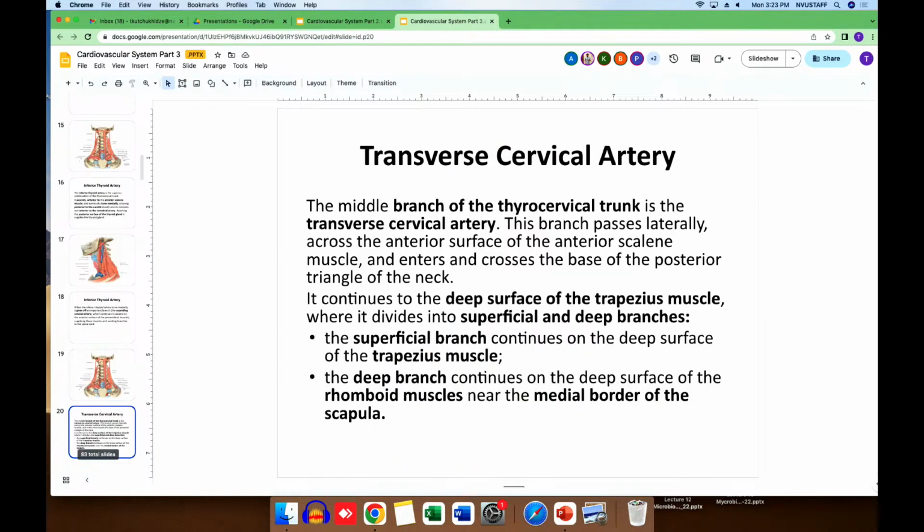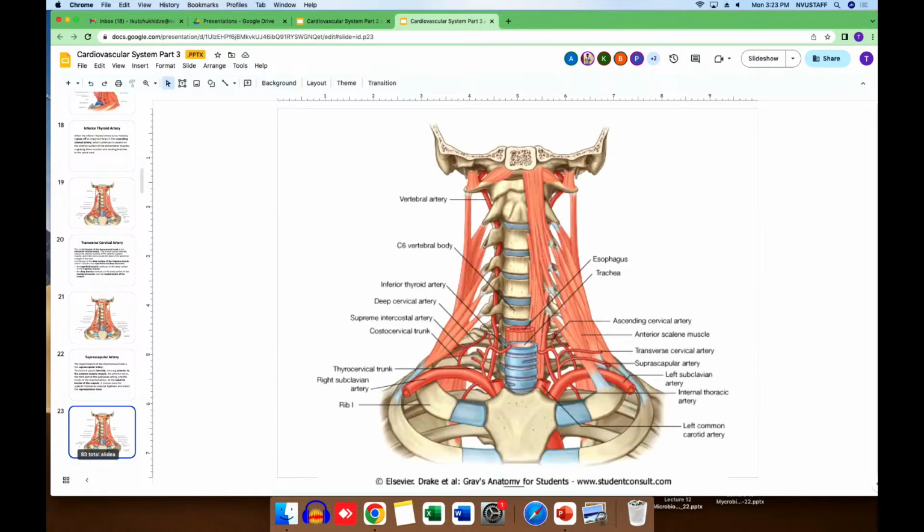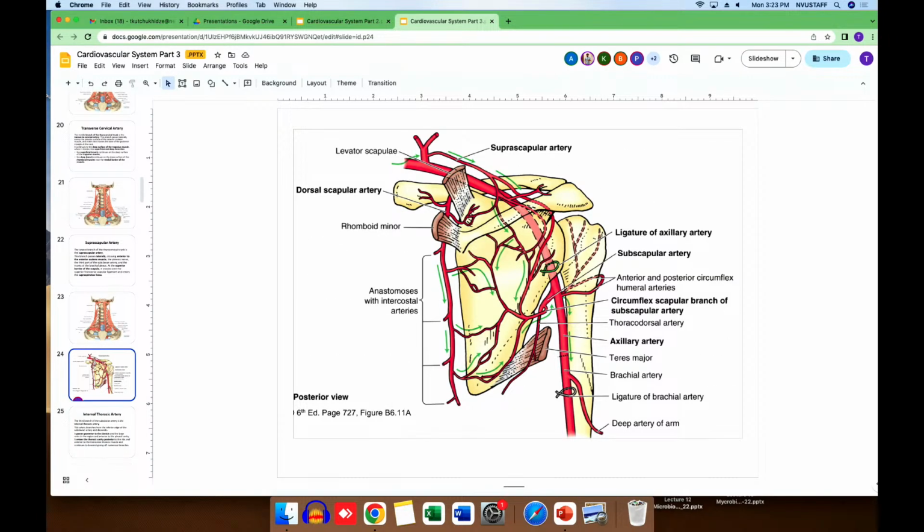So to see better, we can see this photo here. And we're having the whole branching of how the suprascapular artery is coming, right? So we see the humerus, we see the scapular bone, we see the clavicle, right?